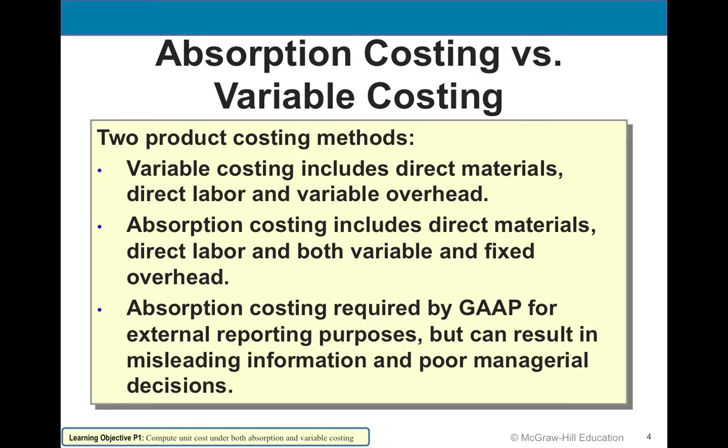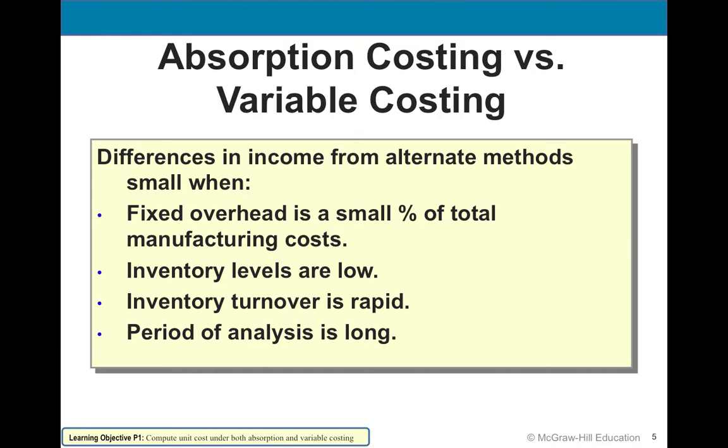Okay, and again here, absorption is required by GAAP for external reporting purposes. But the problem is it can be a little misleading, because it says we need that to make the unit, except it's not part of the final product cost. And the differences between the alternative methods are a small percentage of total manufacturing costs when inventories are low or turnover is rapid.